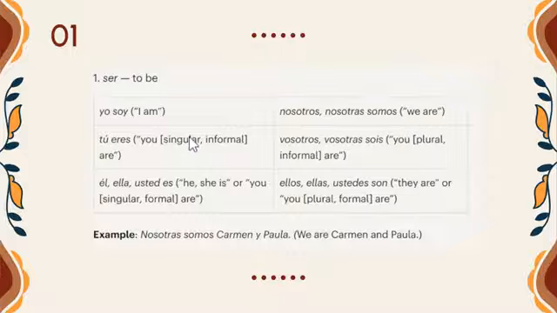So, starting off, a verb that I think pretty much everyone knows is ser, to be, right? It's irregular. We see here with the conjugations. And the example that we're given is people introducing themselves, talking about who they are, right? Nosotras somos Carmen y Paula, right? We are Carmen and Paula.